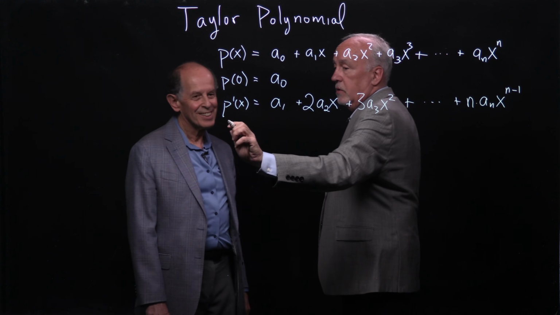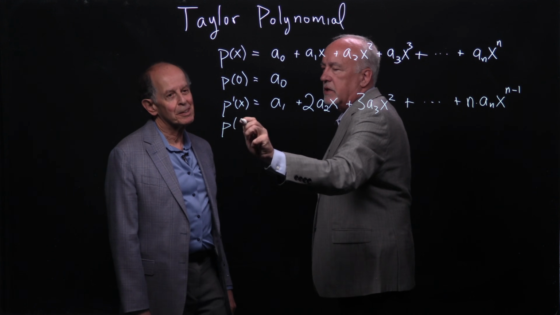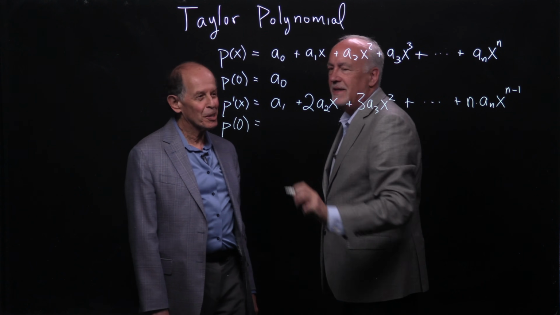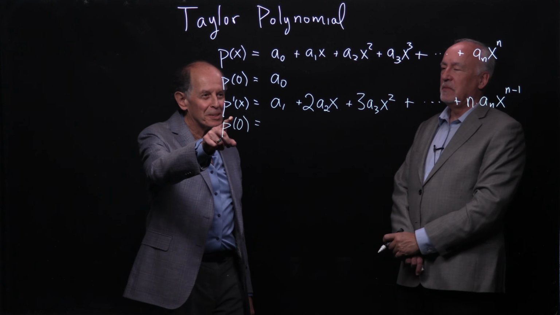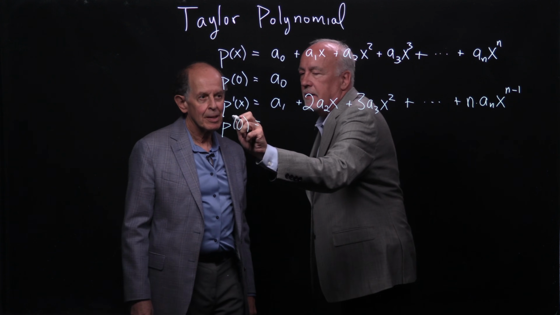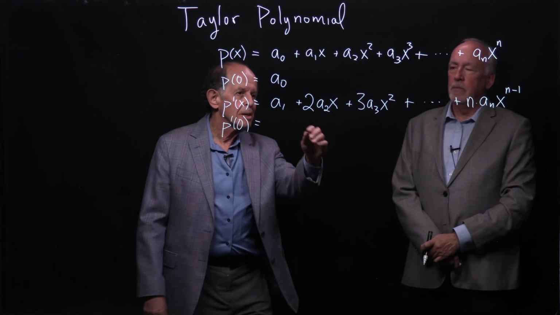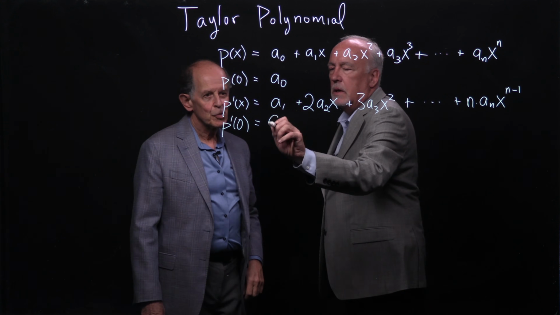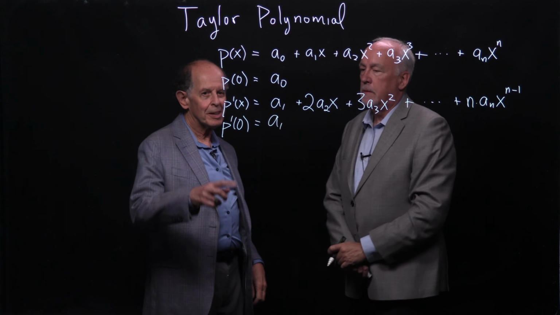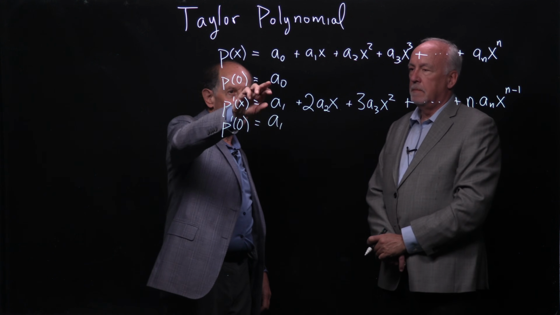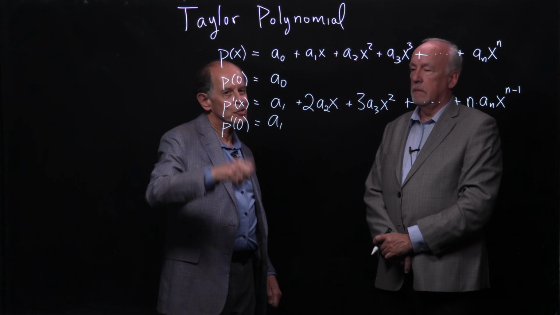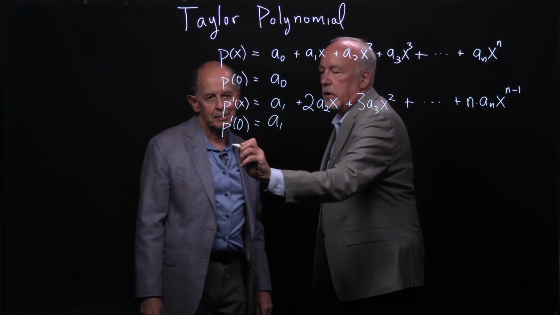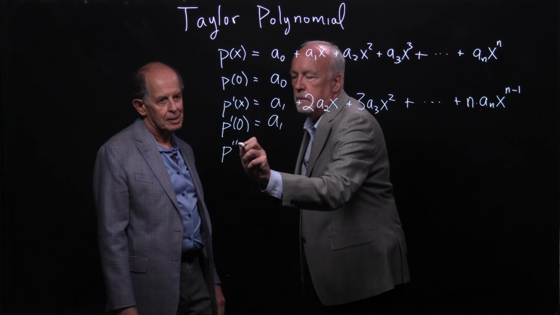Okay, let's do it again. Let's evaluate at 0. You were dying to do it, weren't you? I was just chomping at the bit. P prime at 0. Thank you, Matt. Okay, at 0, all these vanish, so we got a1. So I've got a hunch that every time we do this, we're starting to pick off the coefficients. So let's do another derivative to check. Okay, so let's do P double prime.